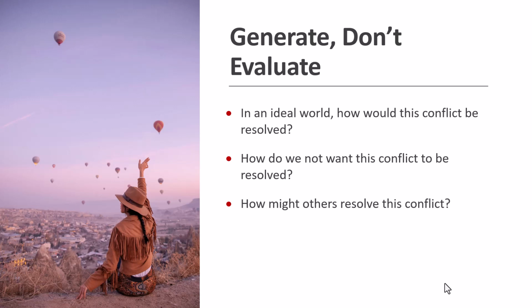Generate, don't evaluate. To begin, generate ideas for resolving the symptoms of the conflict. Then, move on to the root cause and expand your list of ideas. Don't be afraid to throw out wacky ideas or to ask, what if? Remember, this stage is about what you can do, not what you will do. It is very important not to censor yourself or the person that you are having the conflict with.